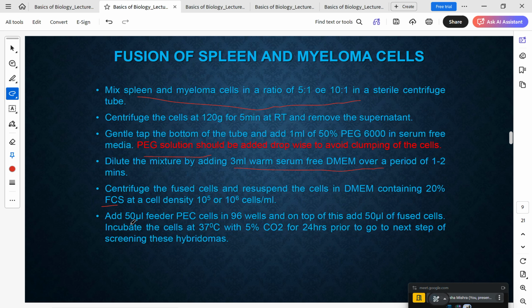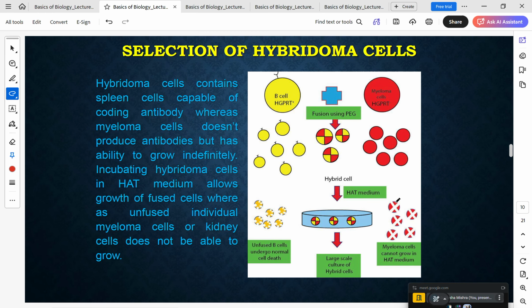Then you add the feeder cells, the peritoneal exudate cells, into 96 wells. On top of that, you add the fused cells. At this step, you can separate out all of the fused cells into different wells, and then allow these hybridomas to grow. But an initial check by incubating the cells with the HAT media also helps, because it will kill all of the cells which are not going to divide, which are negative cells essentially.